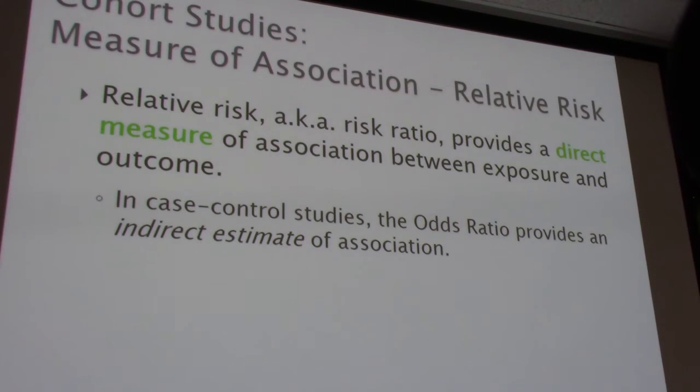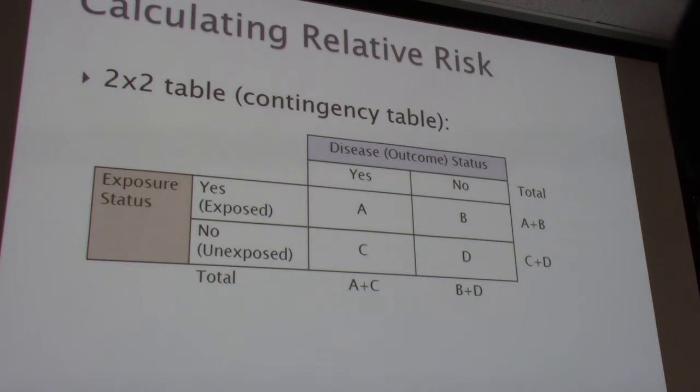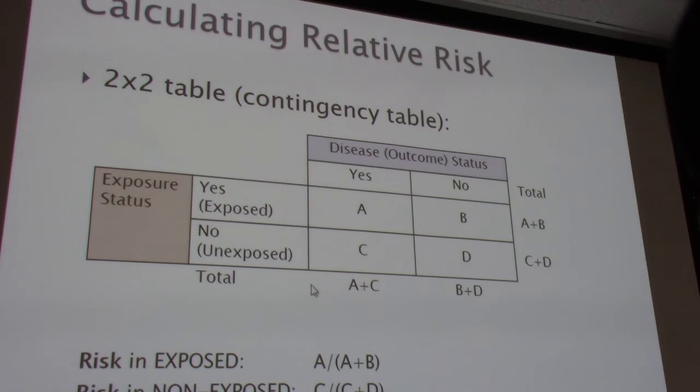So in cohort studies, we often look at relative risk instead of an odds ratio. This is a direct measure of association between your exposure and outcomes. The odds ratio that we looked at in case controls is an indirect estimate of that association. In a relative risk, we're looking at the ratio of incidence or risk of your outcome in the exposed group compared to the non-exposed. So a table that looks pretty similar to the other one we saw. Instead of looking at the odds of exposure, we're looking at the risk of disease. And so it's calculated this way.